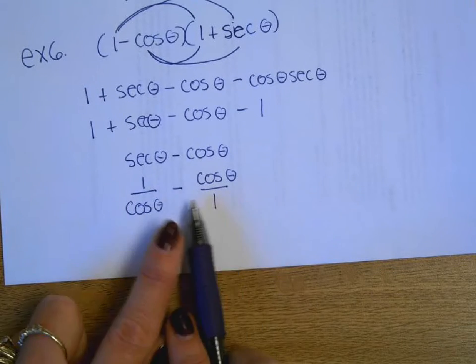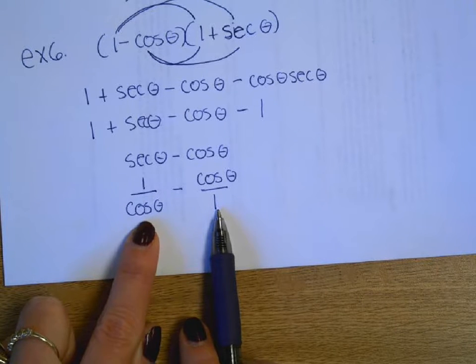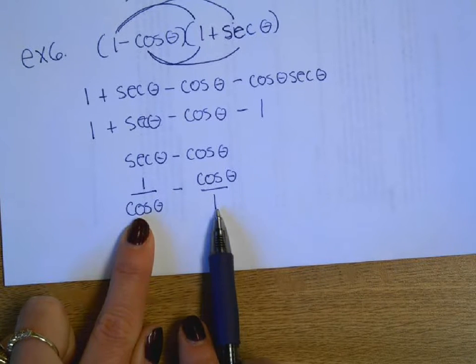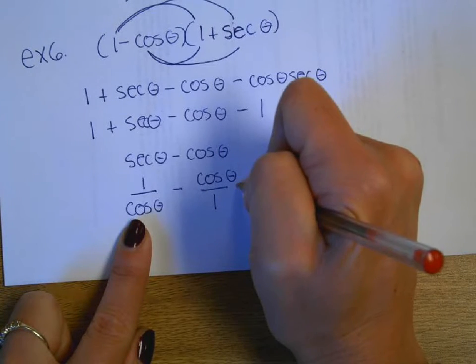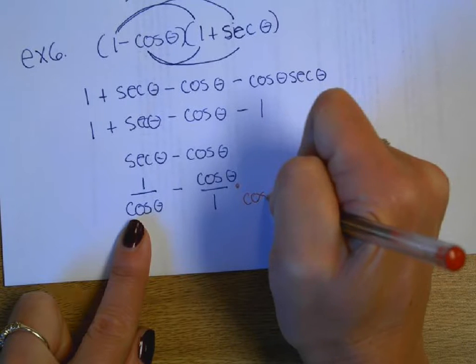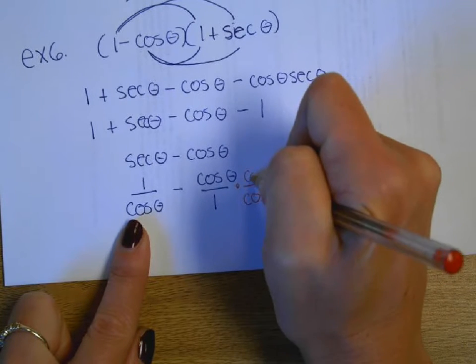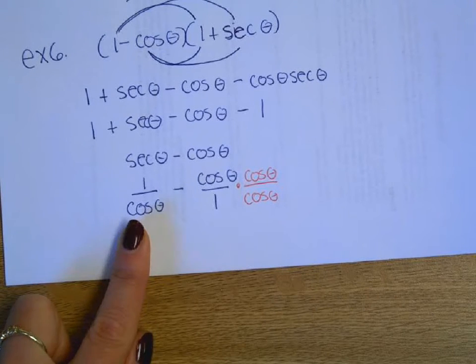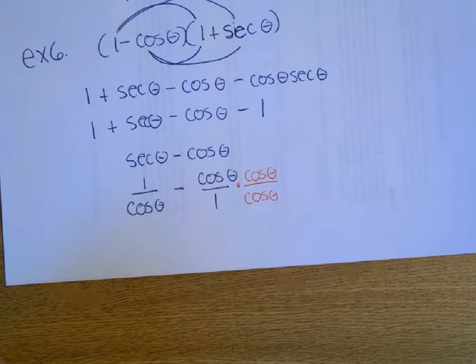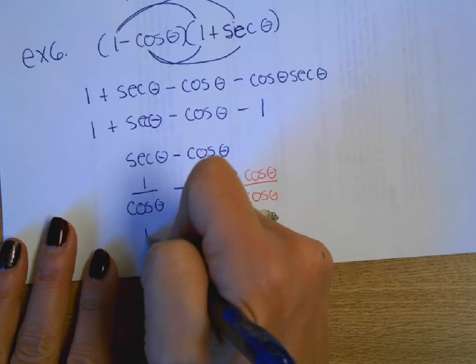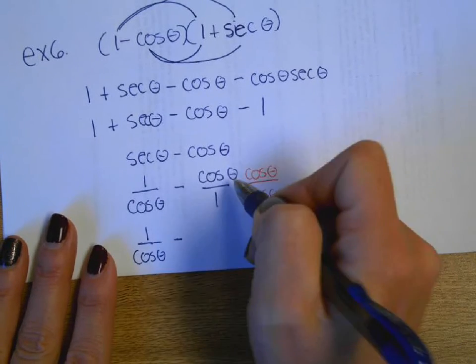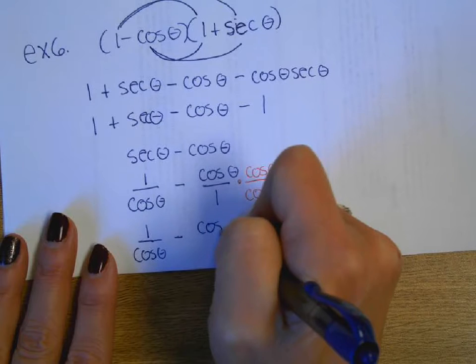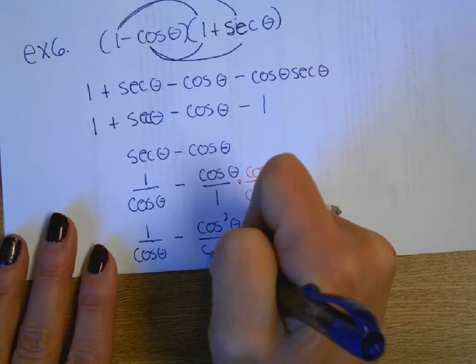Okay, the only way for me to bring these two things together is to get a common denominator. Here I've got a cosine, here I've got a 1. What's my common denominator? Cosine. So I'm going to multiply the bottom by cosine, which means I have to multiply the top by cosine. So far so good? So I'll have 1 over cosine minus, what am I going to have here? Cosine squared over cosine.